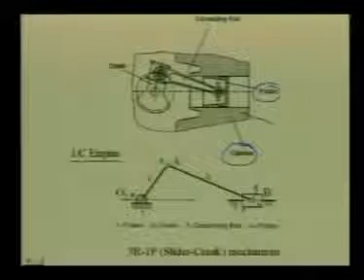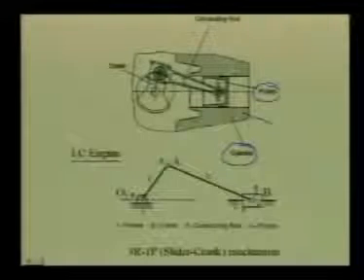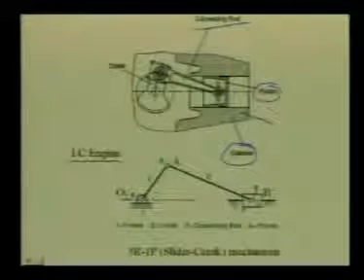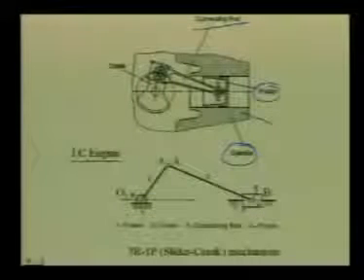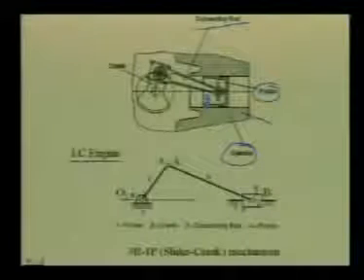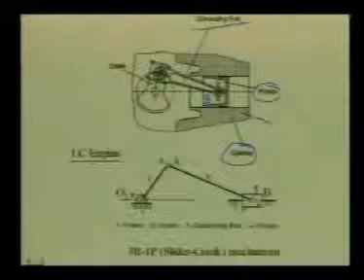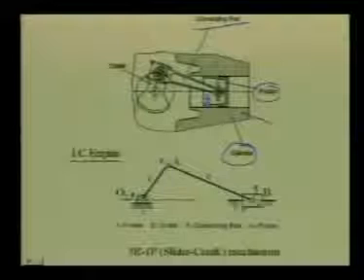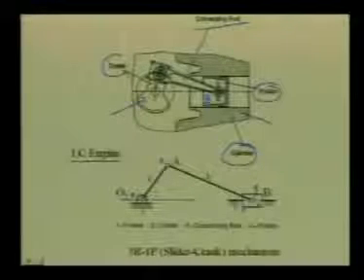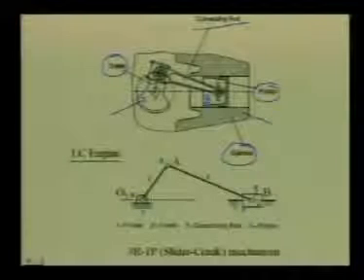Then the piston is connected to this connecting rod through what is known as a gudgeon pin. At this location, say we name it as B. The other end of the connecting rod, which is the big end of the connecting rod, is connected to this crank, which is mounted onto the crankshaft.